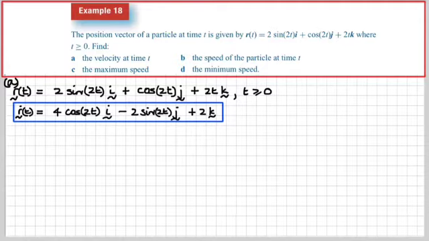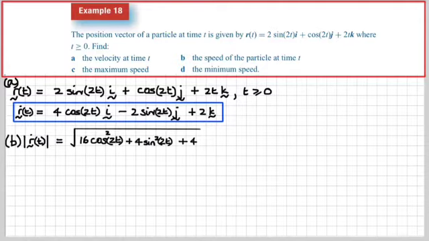Now, the speed of the particle. That's going to be a bit of an interesting one. The speed, that's the magnitude of the velocity. So let's go for that. That's pretty interesting. So that's the x component squared, plus the y component squared, plus the z component squared. We get to that.